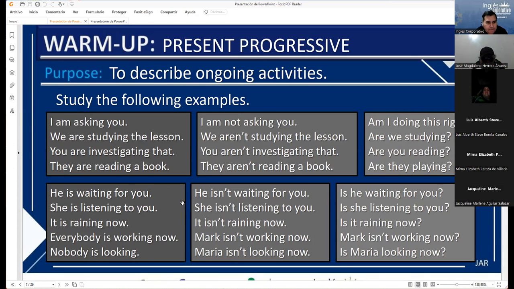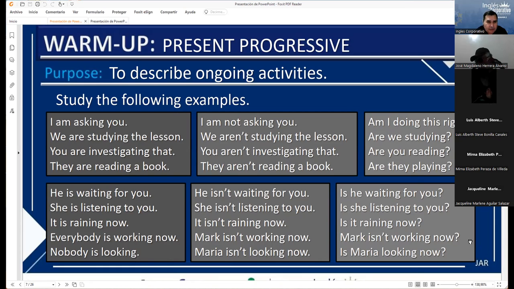He's waiting for you. He isn't waiting for you. Is he waiting for you? She is listening to you. She isn't listening to you. Is she listening to you? It is raining now. It isn't raining now. Is it raining now? Everybody's working now. Mark isn't working now. Nobody's looking. Maria isn't looking now.